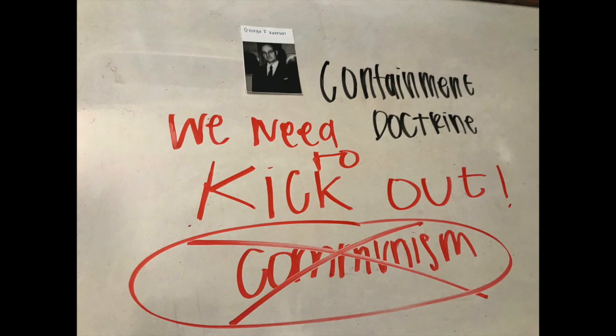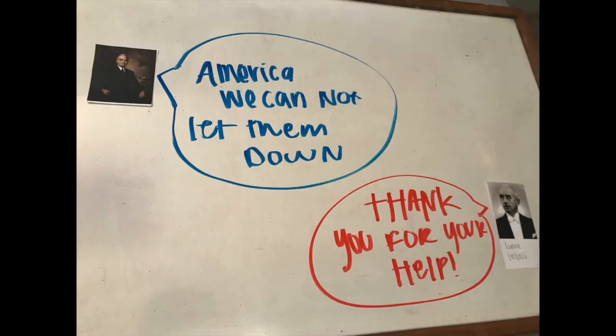Kennan's Containment Doctrine hit Truman hard, along with the fact that Britain could no longer offer financial aid for the militaries of Greece and Turkey to help them defend against communism. Truman realized that he needed to take action to contain Russia and keep Turkey and Greece safe, saving Eastern Europe from falling to communism.